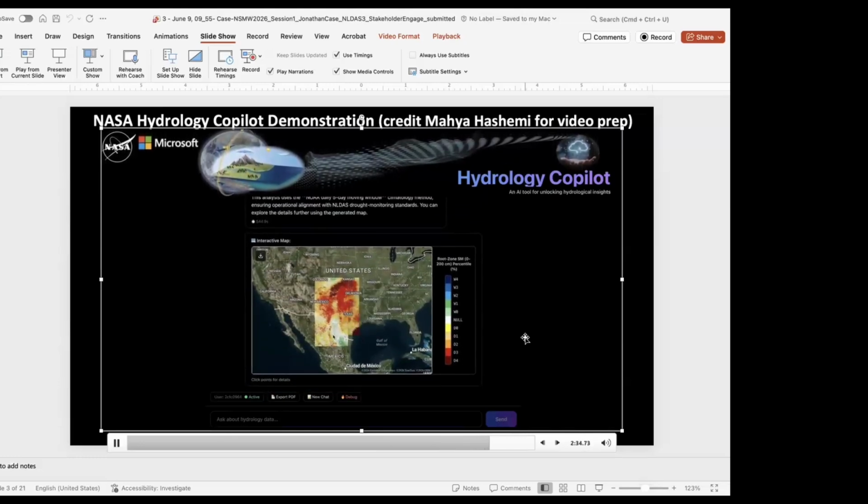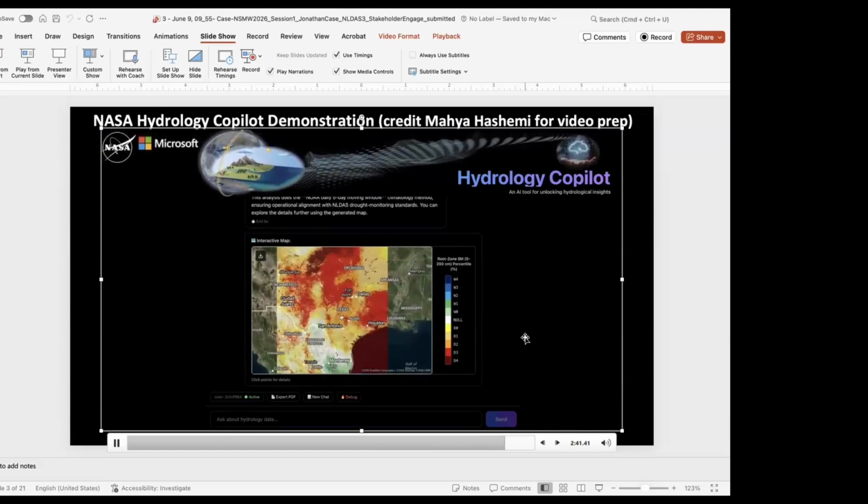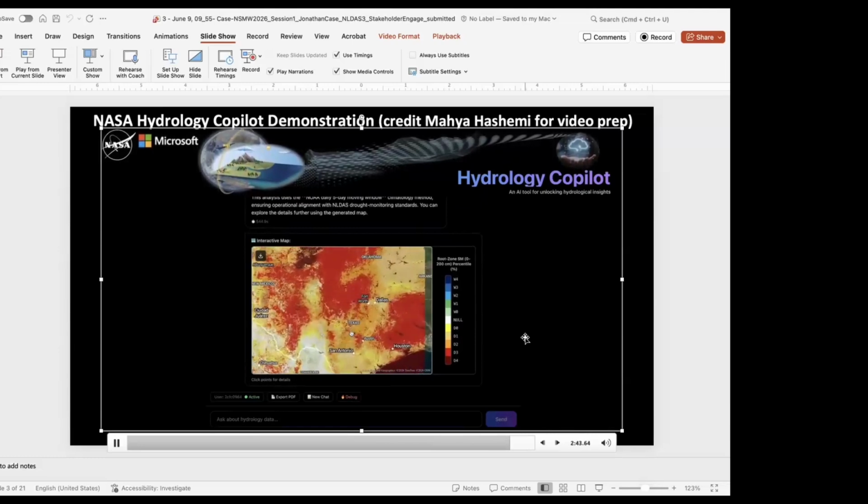So that gives you a flavor of the type of interactability that we're looking to develop with NLDAS-3 and using AI, just large language model queries.